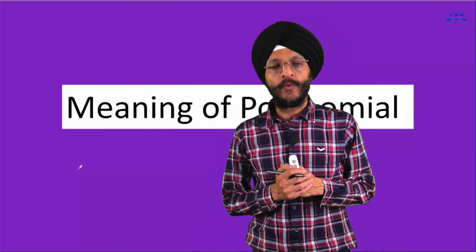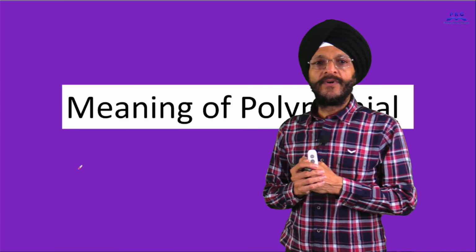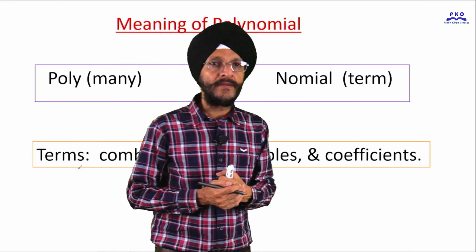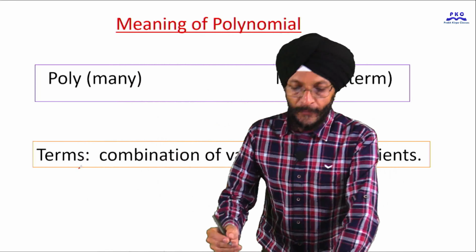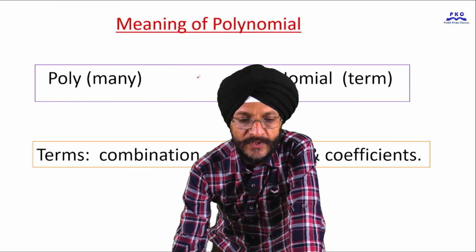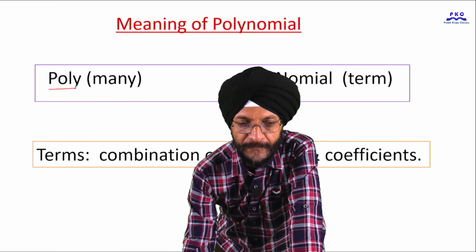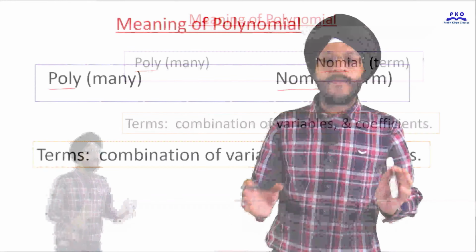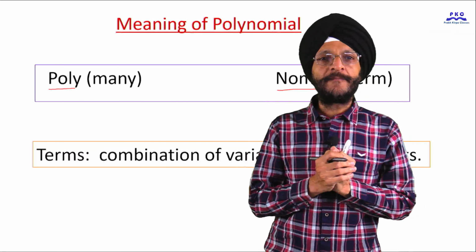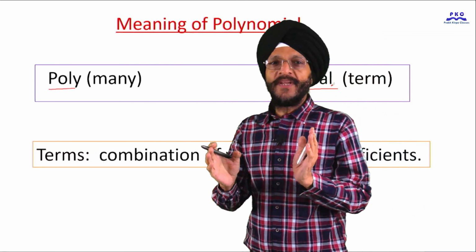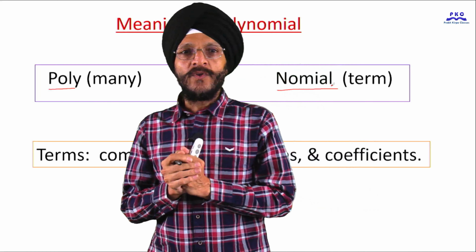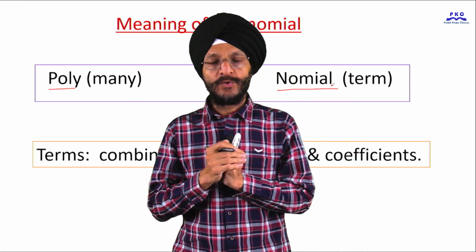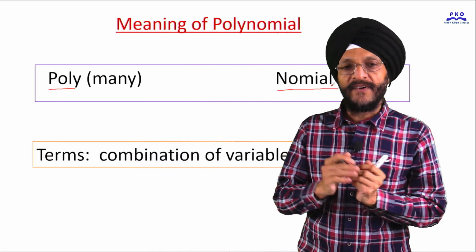Now the topic before us is the meaning of polynomial. The word polynomial consists of two words, poly and nomial. Poly means many and nomial means term. So polynomial means many terms. So now the question arises, what is the meaning of term?